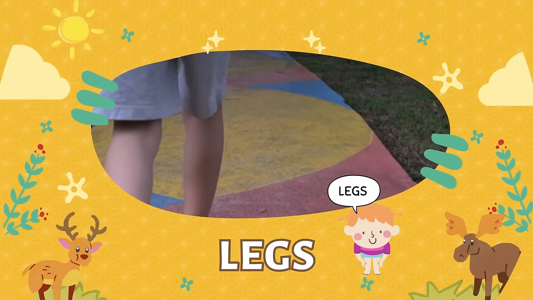Y is for yak. Y is for yogurt. Y is for yacht. Y is for yo-yo. Y is for yarn. Y is for yam.